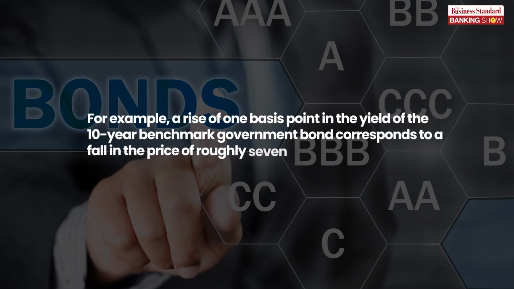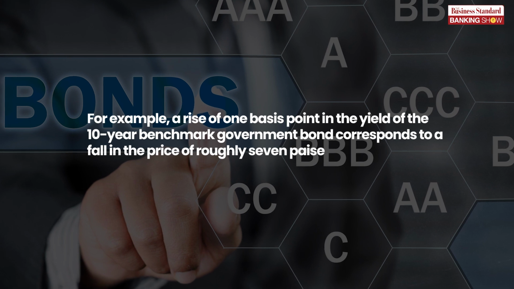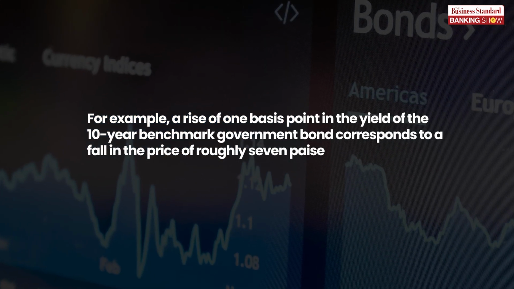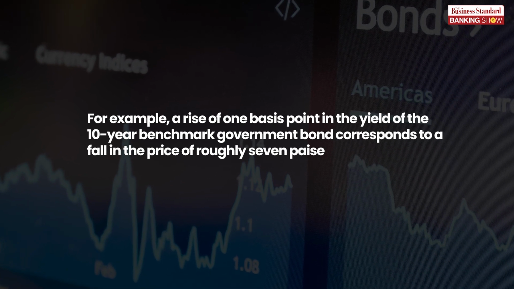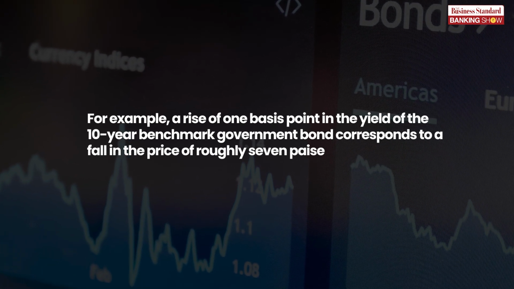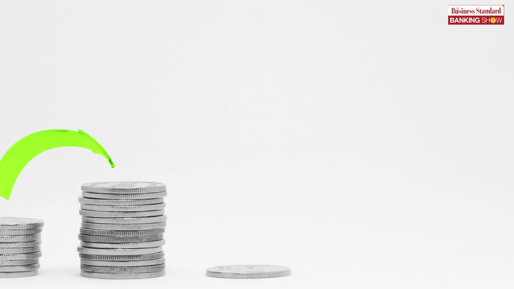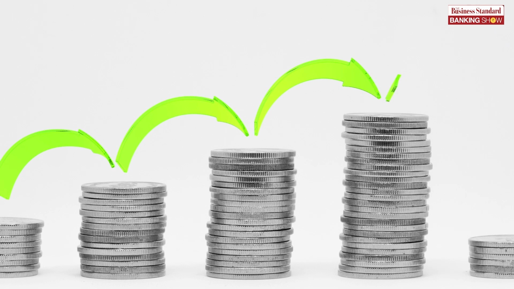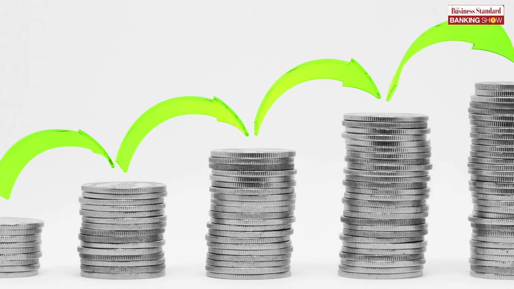For example, a rise of 1 basis point in the yield of the 10-year benchmark government bond corresponds to a fall in the price of roughly 7 paise. In the June quarter, the yield on the 10-year bond rose by 61 basis points to 7.45%.